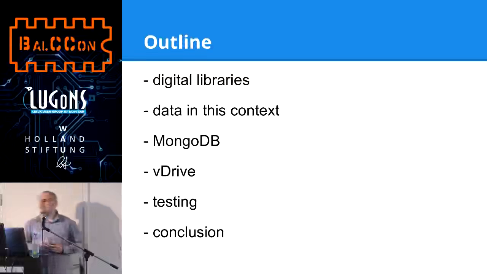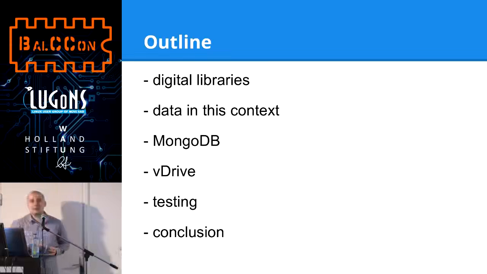Okay, this is the outline of my presentation. I will start off by explaining what digital libraries are and how they influenced this paper. Next, I will be talking about data in this context while handling digital data. The main portion of this presentation will be about MongoDB, which all of you have heard of. The next part, I will talk a little bit about the vDrive, maybe some testing, and a conclusion in the end. Okay, so let me begin.